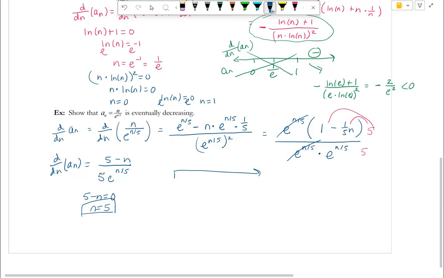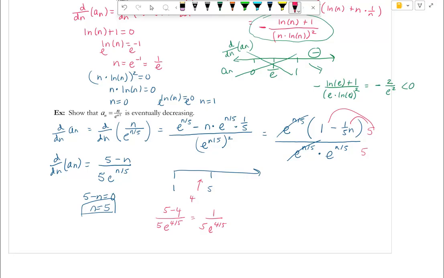So again, if I look at my sequence here, if I were to plug in a value between 1 and 5, so let's say that we plugged in a value of 4 here. I'm going to get for my derivative 5 minus 4 over 5e to the 4/5, which is a positive 1 over a positive number. So my derivative of a sub n here, of that explicit equation, is positive, meaning a sub n here is increasing. So I use the test point 4.